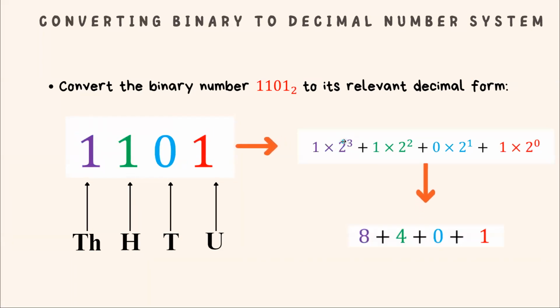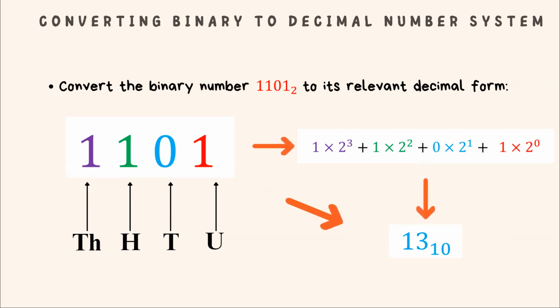And then when you simplify this, it becomes 8 plus 4 plus 0 plus 1. And when you solve it, you get 13. And like this, you've converted a binary number to its decimal form. And you could do the reverse of this as well. You could convert this decimal back to its binary form, right? And let's do that now.